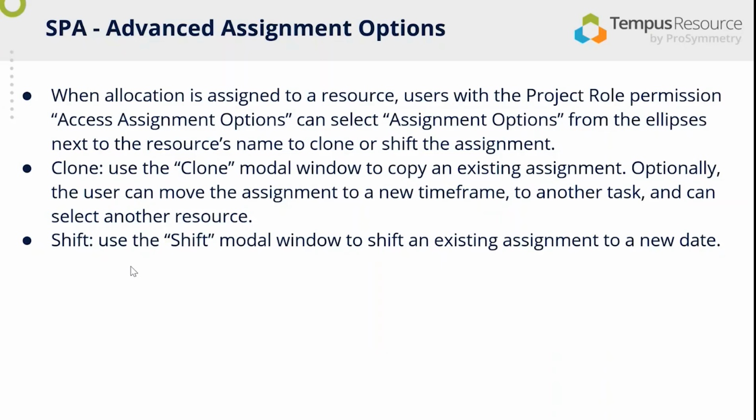Within SPA, we added advanced assignment options. When allocation is assigned to a resource, users with the project role permission access assignment options can select assignment options from the ellipses next to the resource's name to clone or shift the assignment. Clone will allow you to copy an existing assignment. Optionally, the user can move the assignment to a new time frame, to another task, and can select another resource. When using the shift option, this will allow you to shift the existing assignment to a new date.